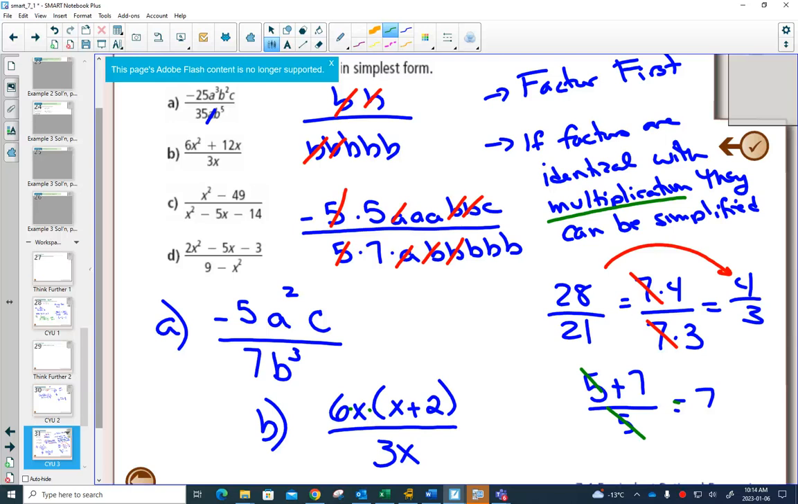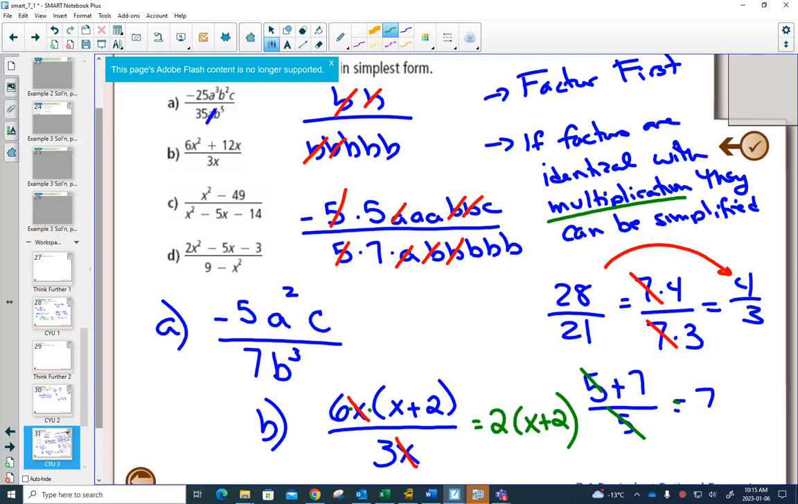Okay? Can you see that now that you're multiplying, x divided by x would be 1. 6 divided by 3 would be 2. And the answer to this is 2 times x plus 2. That's its simplified form. And often in its simplified form, we leave it in its factored form. Technically, we could write that as 2x plus 4 as well.